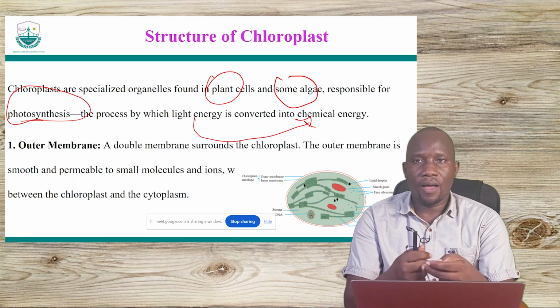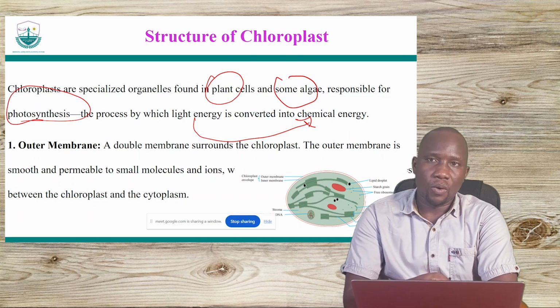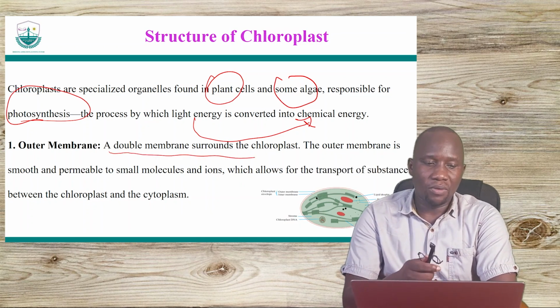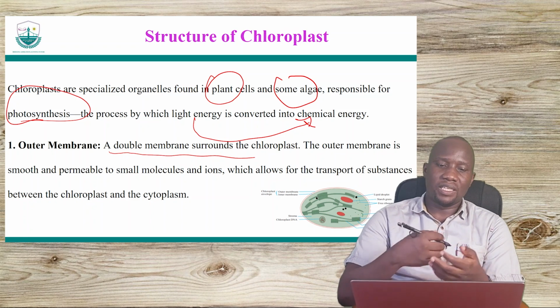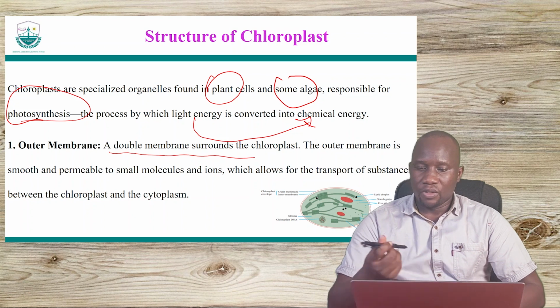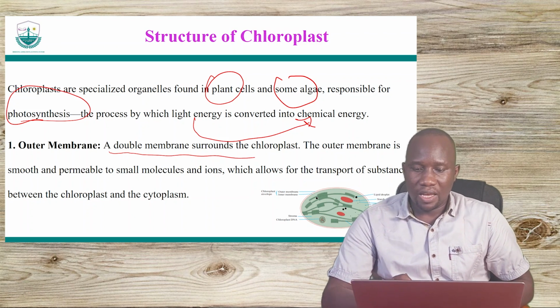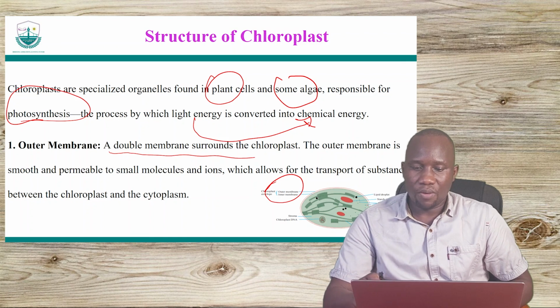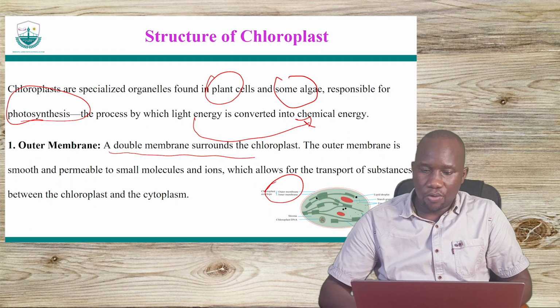The chloroplast has 2 membranes, the inner membrane and the outer membrane. The outer membrane is permeable and smooth. Being permeable allows certain molecules and ions to go into the chloroplast. You can see these are the 2 membranes we are talking about, the inner and the outer membrane. The outer membrane is smooth and permeable, which means it allows some ions to go through.